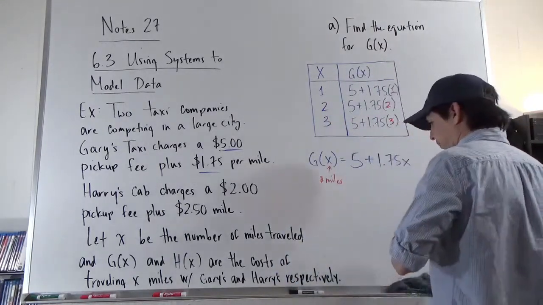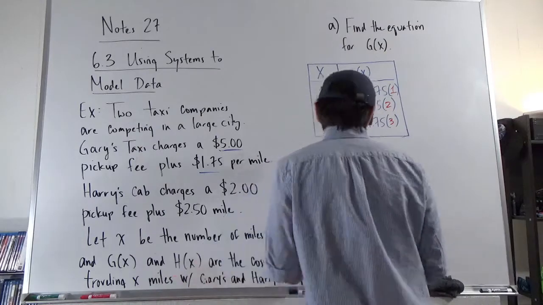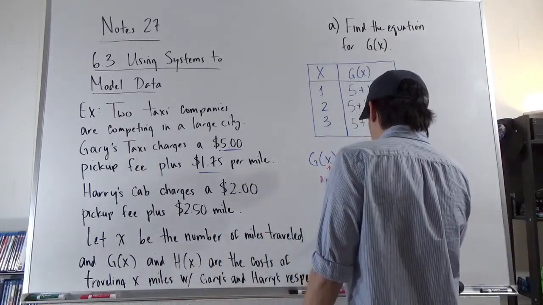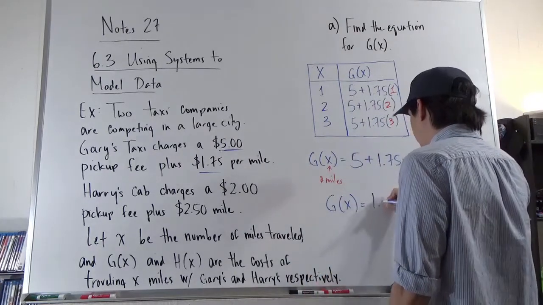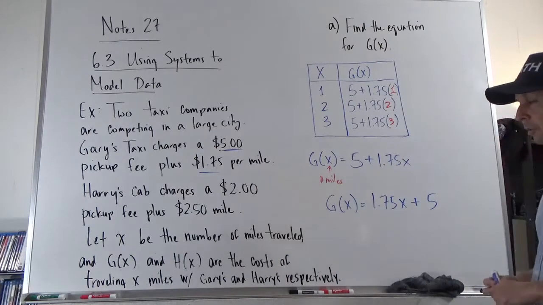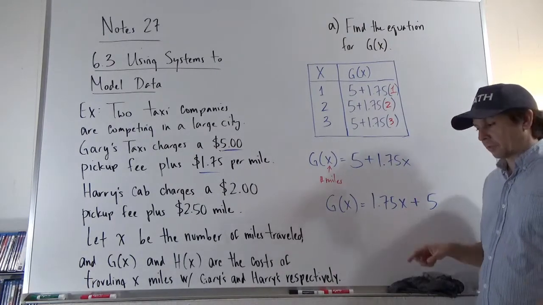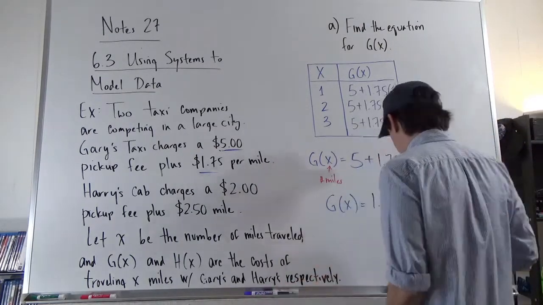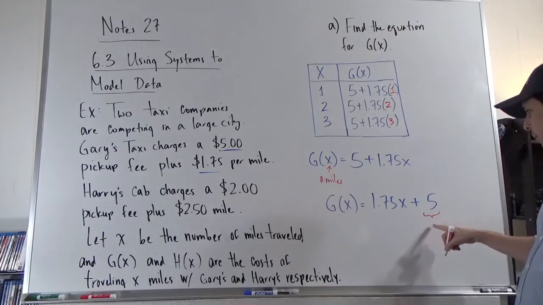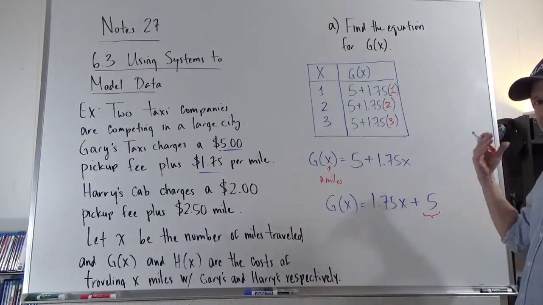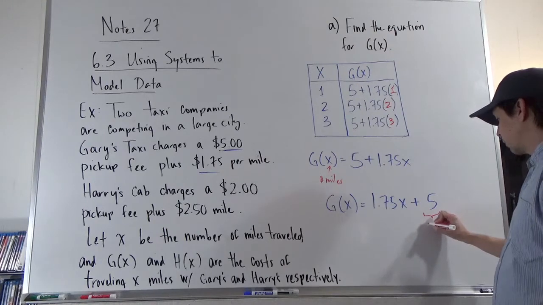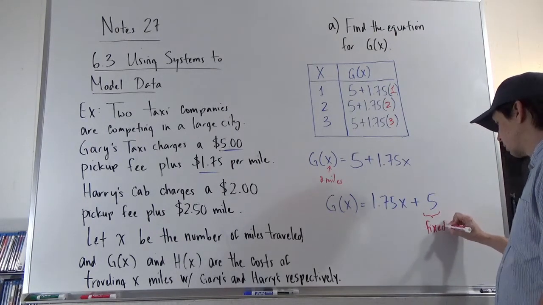Okay, so that's it. Well, no, sorry, that's not it. Let me analyze it, because there are some terms associated with it. I could switch the order, it doesn't matter what order I put it in, but that x is always multiplied by that 1.75. And these terms are more from a business sort of setting. The $5, because it's just a fixed amount that does not vary, you don't pay different amounts for the pickup fee, is sometimes called the fixed cost.